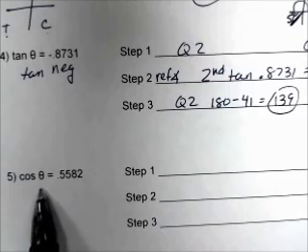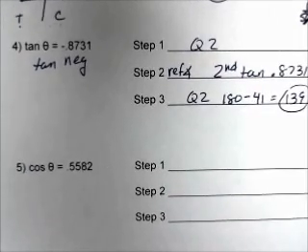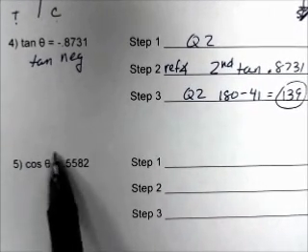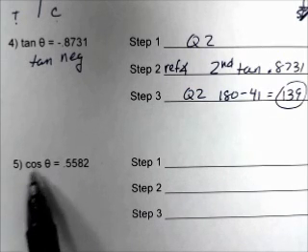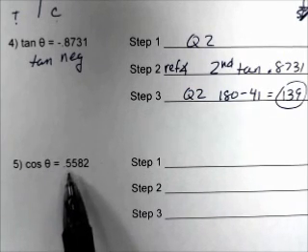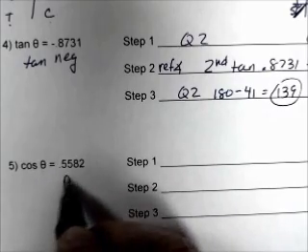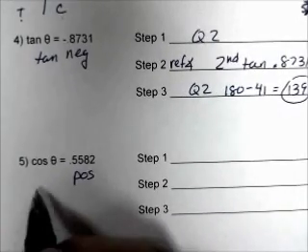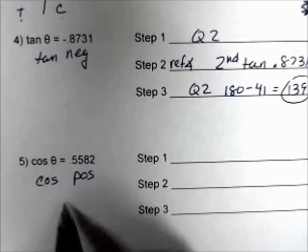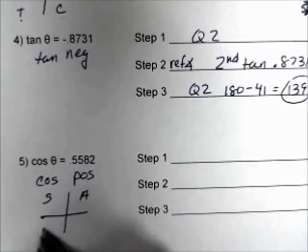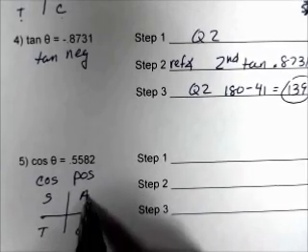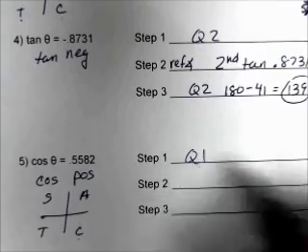Okay, and the last one, cosine of theta is equal to 0.5582. What are our two angle measures that have a cosine of 0.5582? Well, this decimal value is positive. Cosine is positive in what quadrants? All Students Take Chemistry: quadrant 1 and quadrant 4.